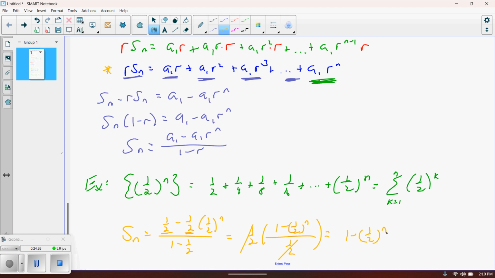But that would be an expression that you could use to find the sum given any n value that we wanted to. If I wanted to find the first 10 terms, I would simply plug in 10 for n, and I would have the sum. So that would be a nice expression there.